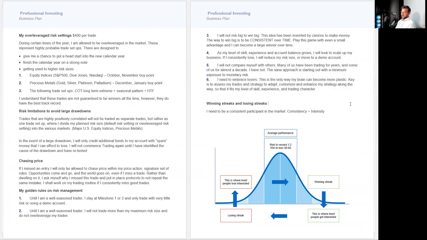Number 6, and we'll finish off with that. I need to embrace losers. Yes, we want to lose. We do want to lose. We really do want to, even though that's completely counterintuitive. But we now know that the only way our brains can become more plastic is if we have losers, because losers allow us to assess our strategy, right? And so in assessing our strategy, we can then adapt, customize, and enhance our strategies along the way.